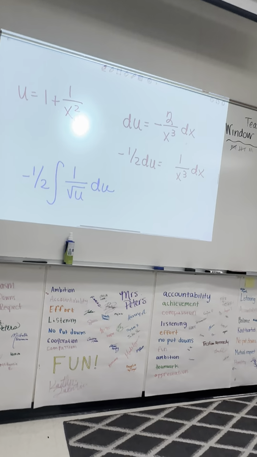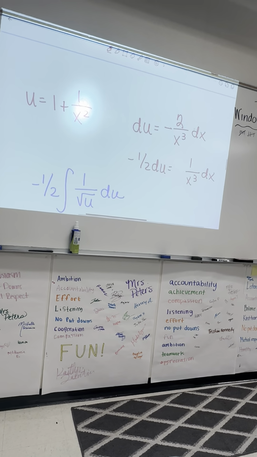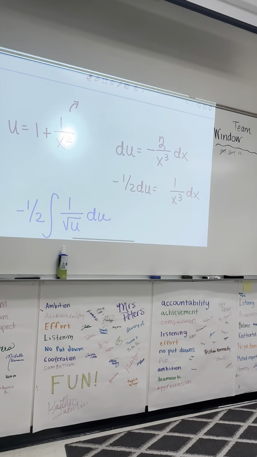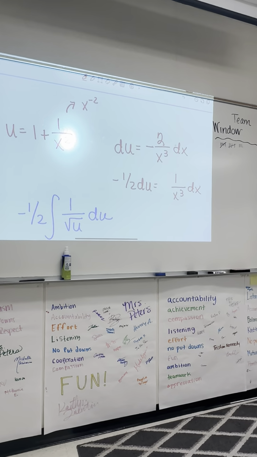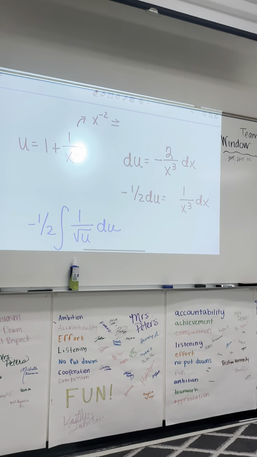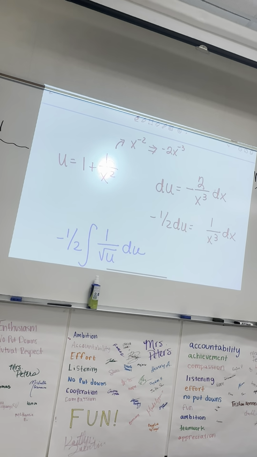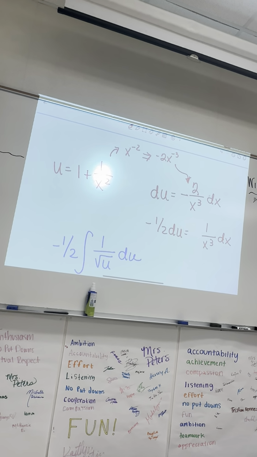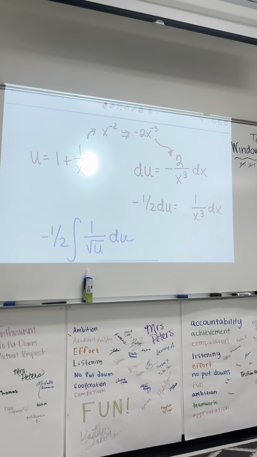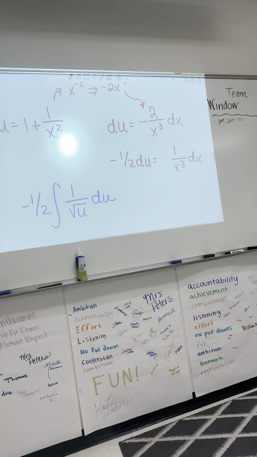Why is the derivative of 1 over x squared? Because that's x to the negative 2, right? So if I take the derivative of that, it's negative 2 x to the negative 3. Okay, yeah. That makes sense. Yeah, so negative 1/2 is my coefficient.